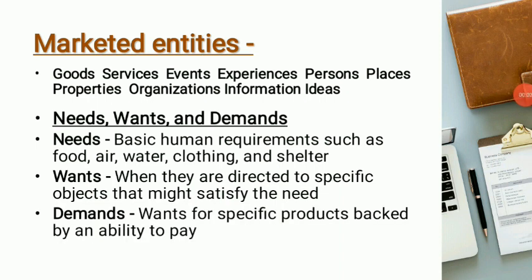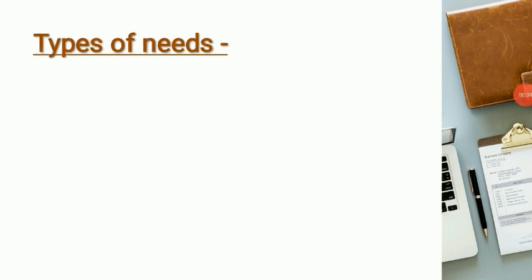Next is demands. Demands are wants for specific products backed by an ability to pay. Many people want a Mercedes. Only a few are able and willing to buy one. Companies must measure not only how many people want their product but also how many would actually be willing and able to buy it. As in the previous slide, I have already described the needs. Now I am describing different types of needs with an example.